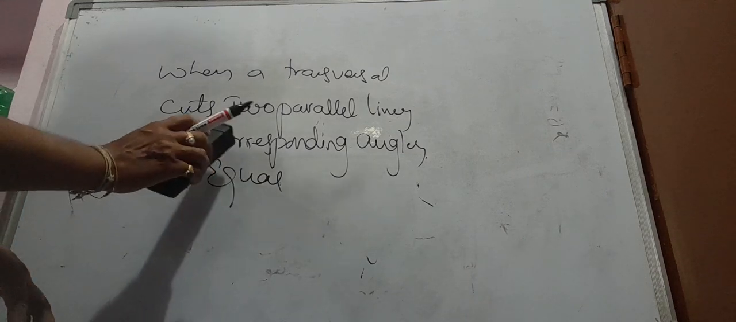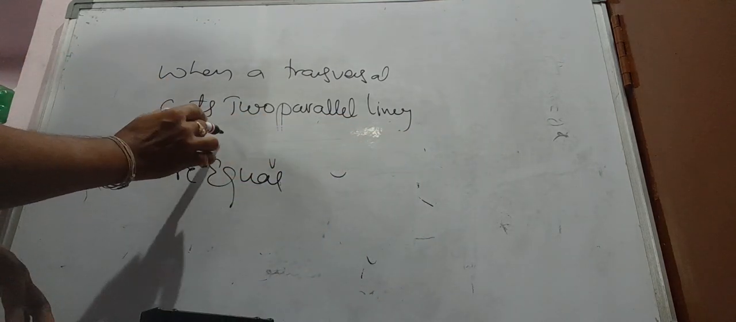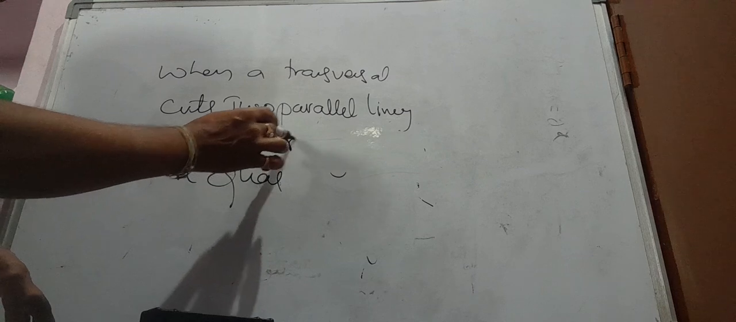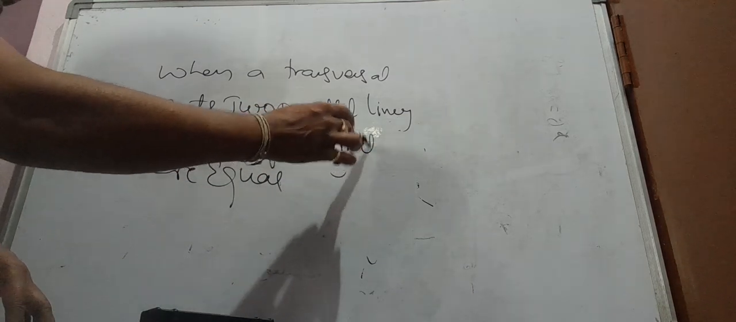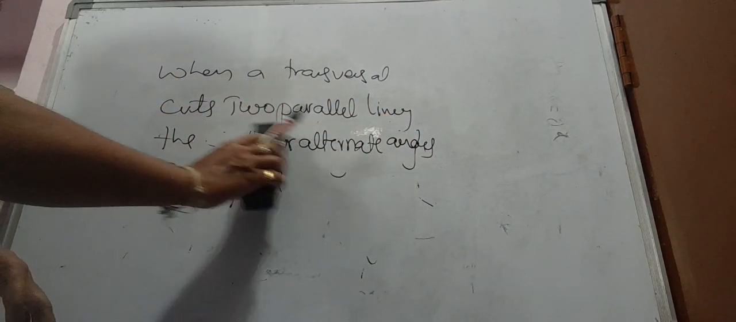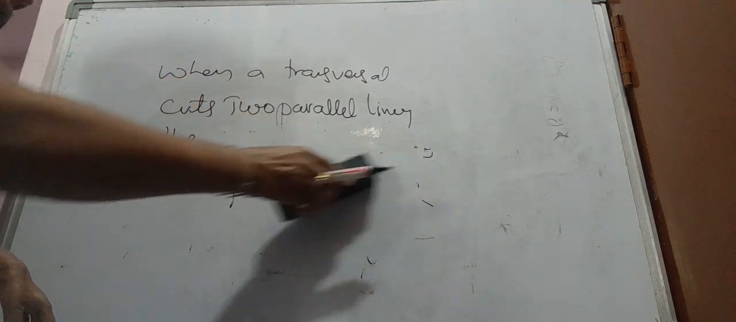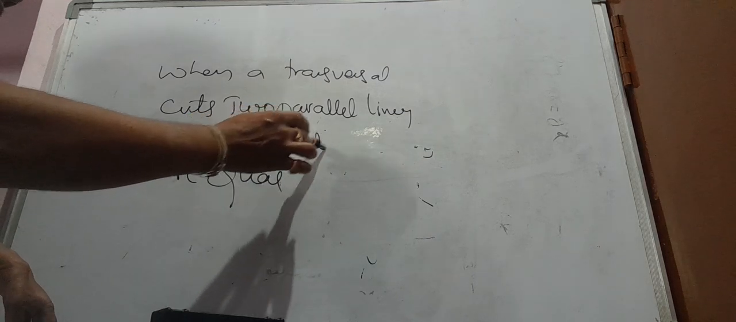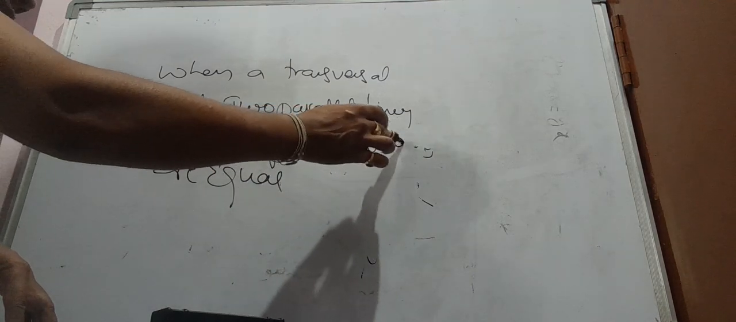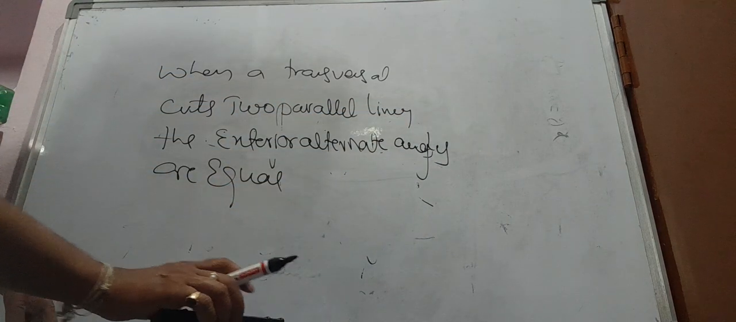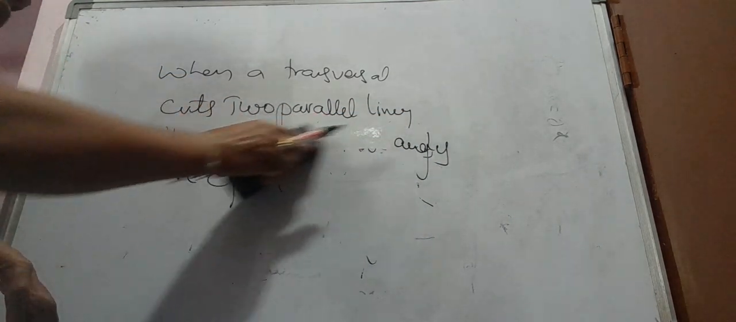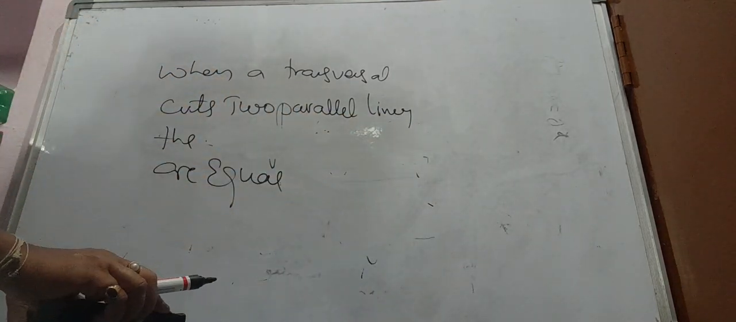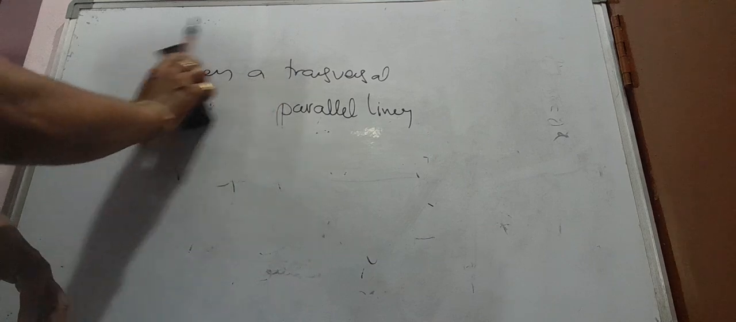When a transversal cuts two parallel lines, the interior alternate angles are equal. When a transversal cuts two parallel lines, exterior alternate angles are equal. When a transversal cuts two parallel lines, interior angles on the same side of the transversal are supplementary.